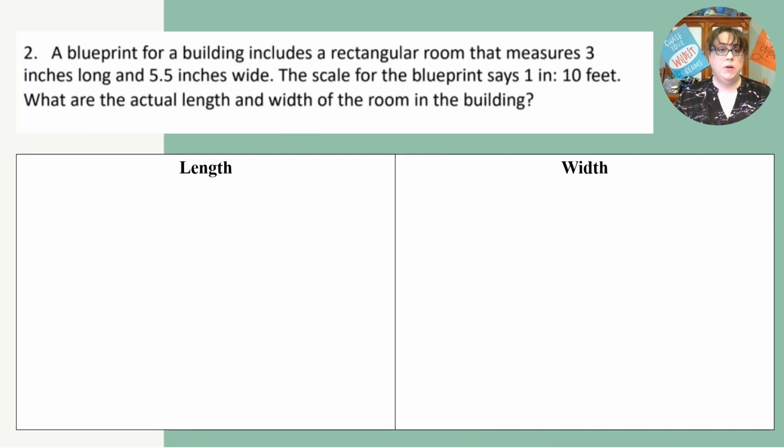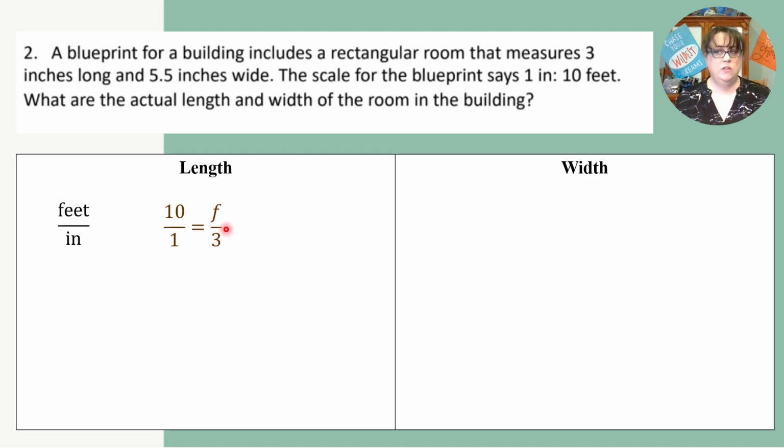So in this last one, a blueprint for a building includes a rectangular room that measures 3 inches long and 5.5 inches wide. So that's the small one. The scale for the blueprint says 1 inch is 10 feet. What are the actual length and width of the room in the building? For the length, we are going to take the 3 inches and figure out how many feet it is. Well, we know it's feet per inch, and let's go ahead and do this by proportions. We know it's 10 feet for every 1 inch, which is the same as, we don't know how many feet we have, but we do know it's 3 inches.